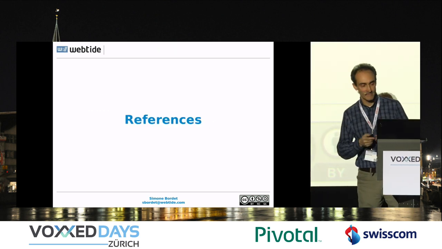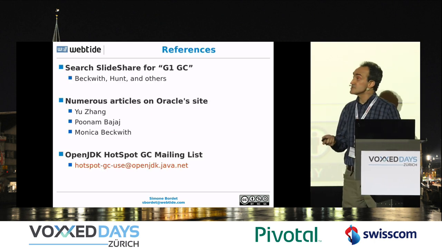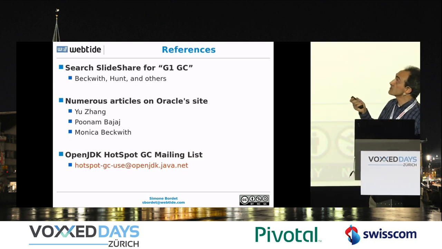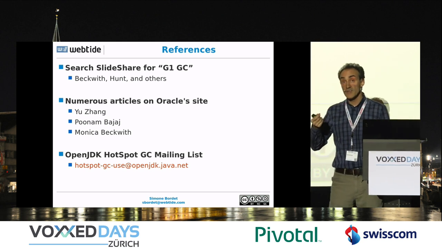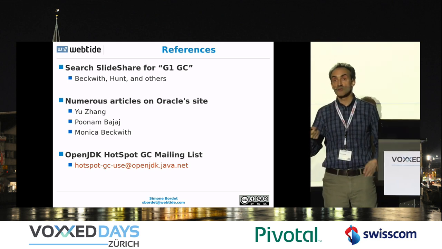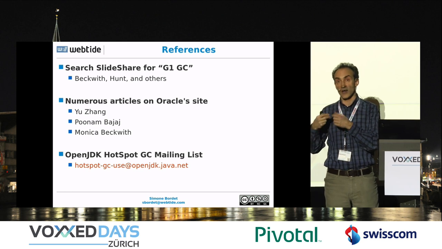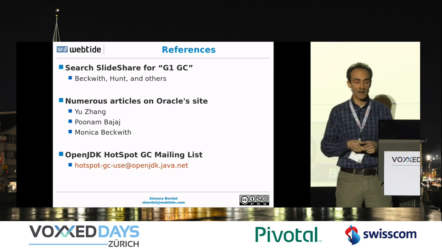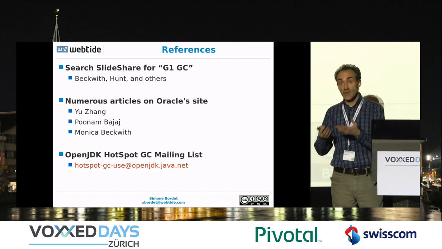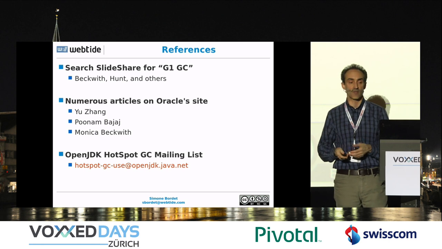So go G1. A few references: you can go to SlideShare, search for G1 GC, and you'll find a bunch of authors that put out information. Oracle's sites, the OpenJDK mailing list, they're really kind. If you give them your logs, they are able to parse your logs, understand what's going on, and, of course, when they have time, they are very useful. They give you suggestions on how to tune G1 if you have problems.